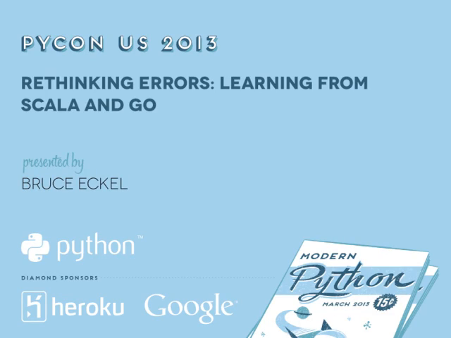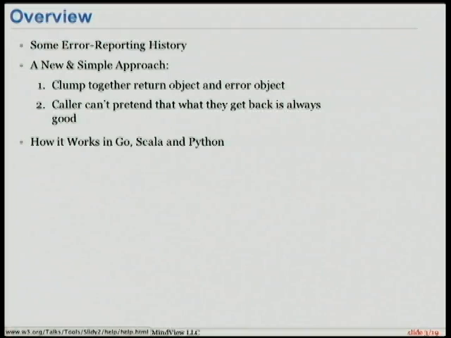So what I'm going to be talking about is a little bit of error reporting history and a new and simple approach, which is basically you just combine the return object and the error object, and that way the caller is forced to pay attention to it.